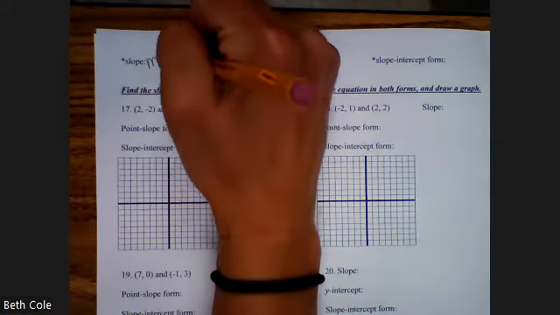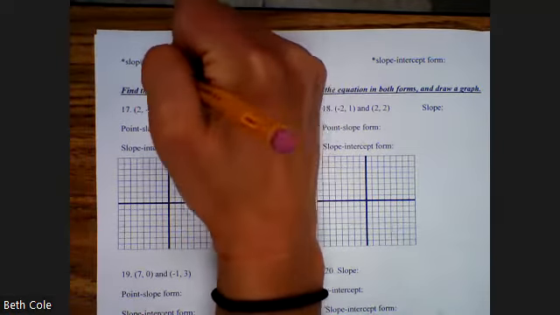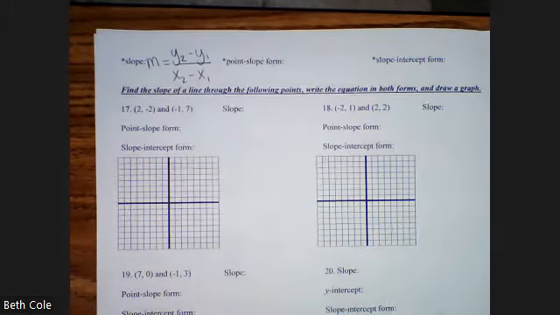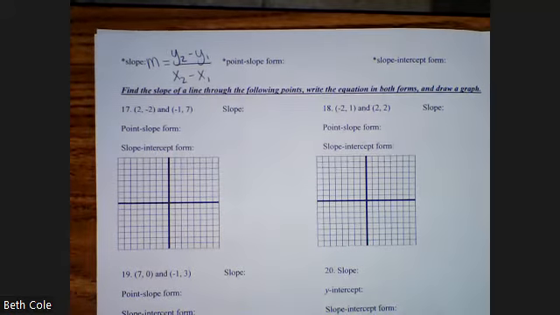I usually write the 2 minus the 1. It doesn't make a difference, as long as you do the x's the same way. So it's rise over run. The y's, you subtract them, over the x's, you subtract them. So if you can subtract, you're going to be just fine.